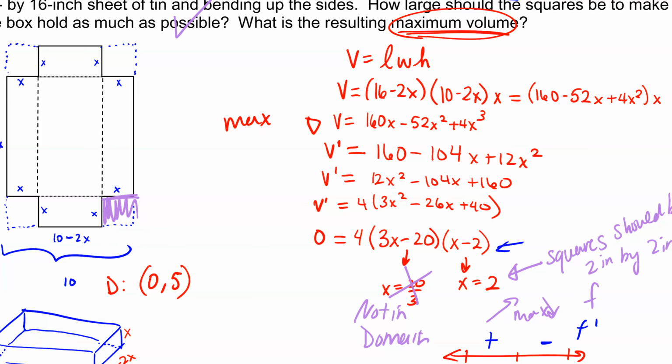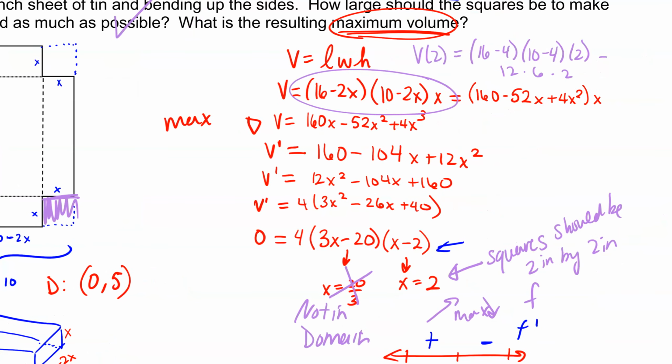Now, what is the resulting maximum volume? So let's plug straight into this guy. V of 2 is going to be 16 minus 4 times 10 minus 4 times 2. 16 minus 4 is 12 times 6 times 2, so it's 144. 144 inches cubed, because it's a volume, cubed.